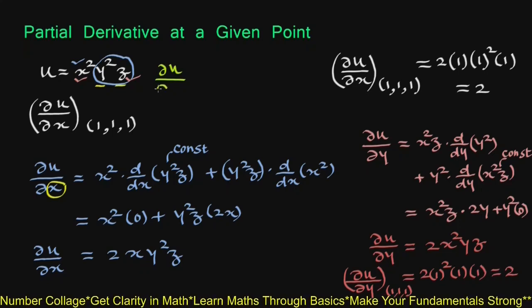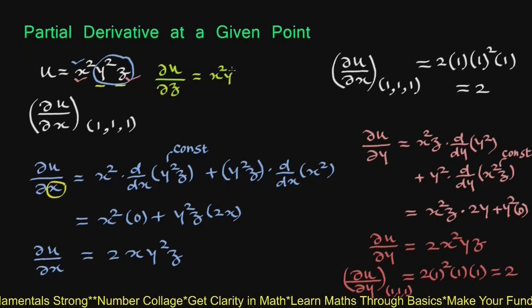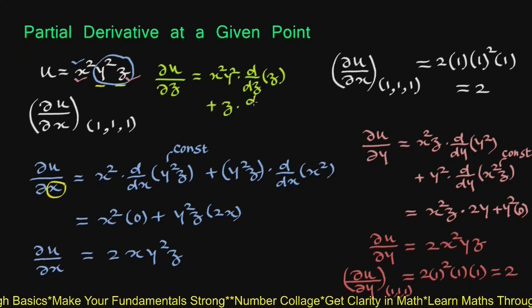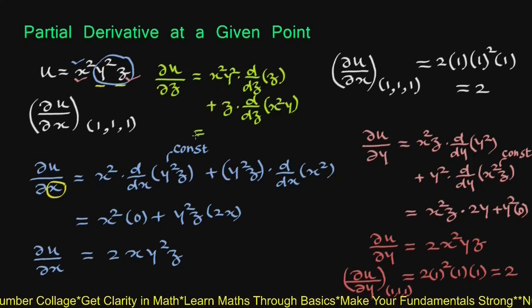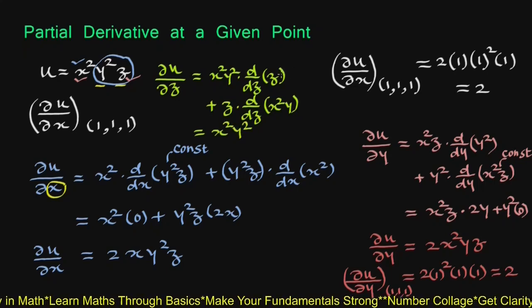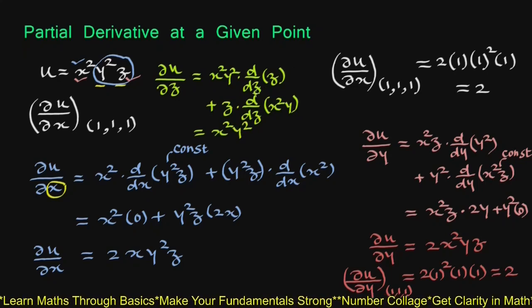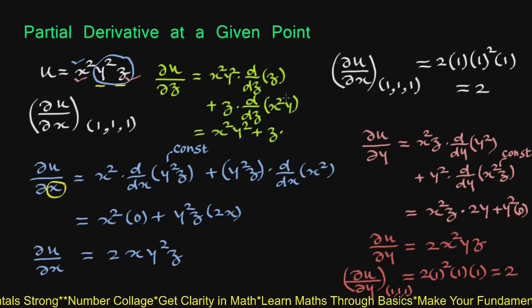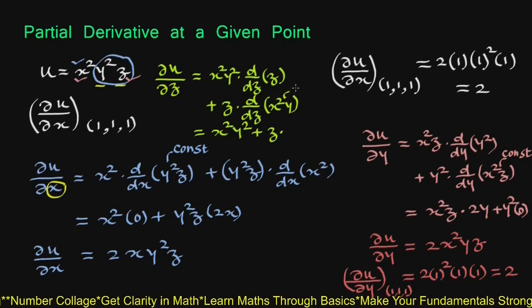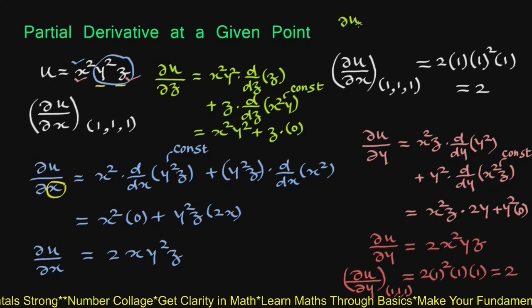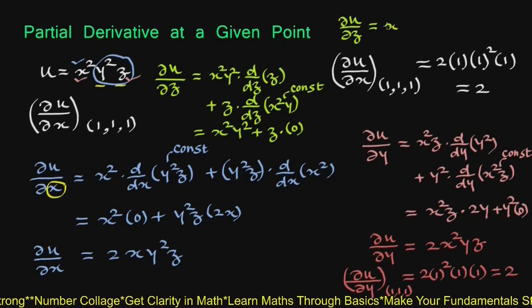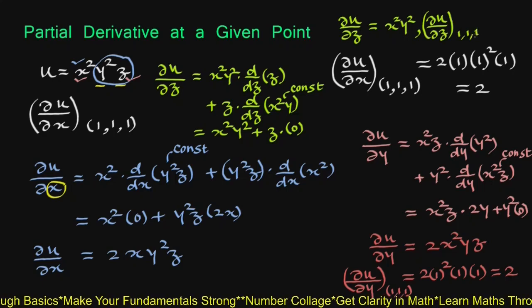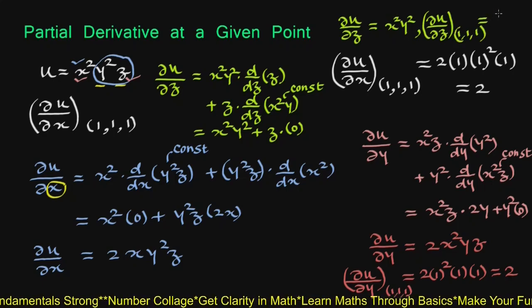Finally ∂u/∂z will be x²y² into d/dz of z plus z into d/dz of x²y², which is x²y² into derivative of z with respect to z, which is 1, plus z into d/dz of x²y² will be 0, because here x²y² is constant. So ∂u/∂z is x²y², and ∂u/∂z at point (1, 1, 1) will be 1² into 1², 1.